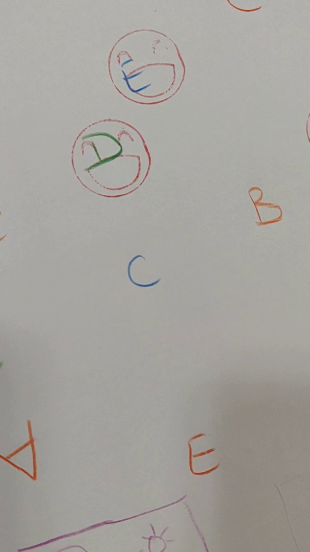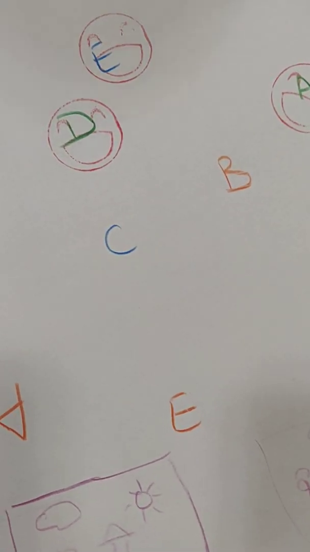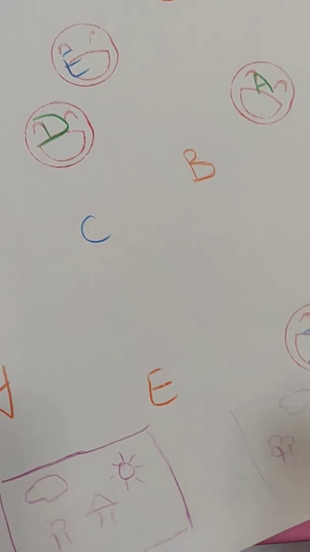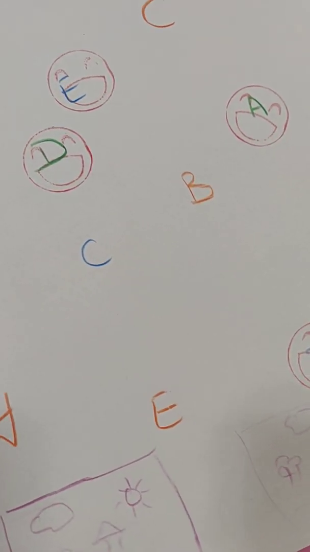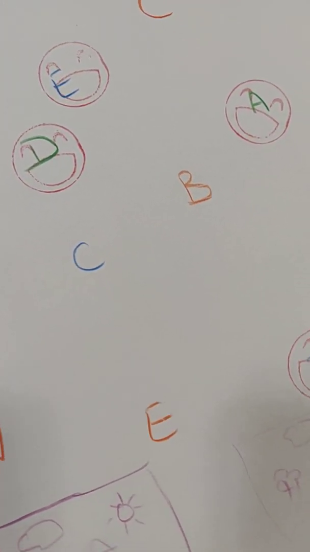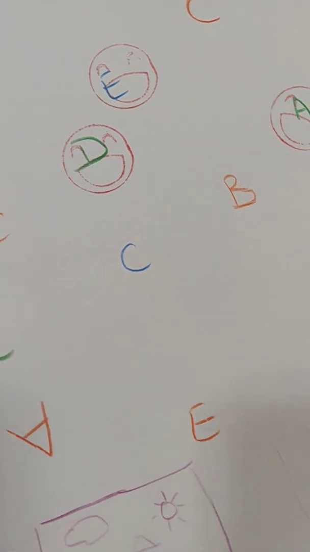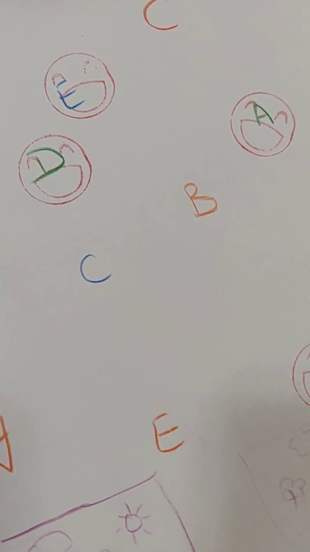Then one basic activity we can do is spot the difference in the picture. You draw a picture and draw a similar picture which has missing objects in it. The child has to find which object is missing in the picture. So this is the basic one we can do with them.